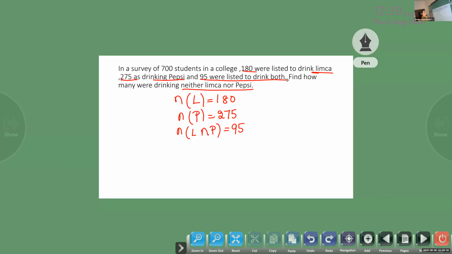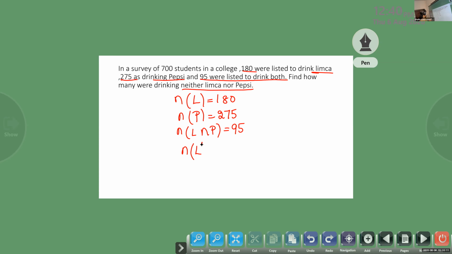So what we have to find here? What we have to find? Now, Rin, what we have to find here? Total number of people who drink something. So first you have to find who are drinking something. And what we have to calculate here first? Neither Limca nor Pepsi. That means not. Negation.